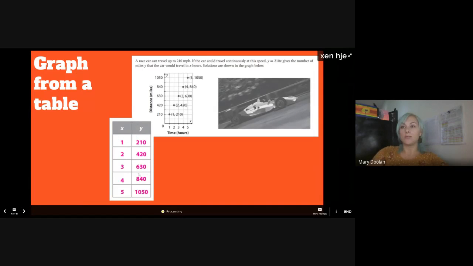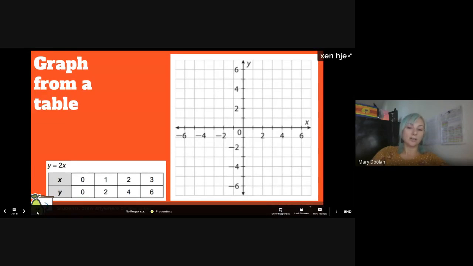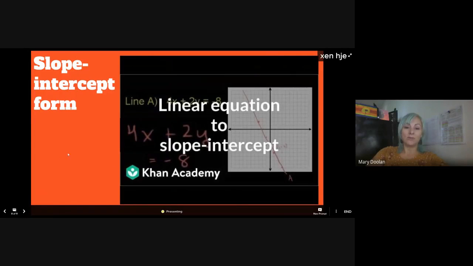So here's your table of x, y values. And then we have a graph where they're plotted. And then on slide 7, it's an interactive Pear Deck slide where you're given a table of x, y values. You have a row of your x's and a row of your y's. So it's set up a little bit differently. And it's representing the equation y equals 2x. So using this table, you're going to plot the ordered pairs on this graph. On slide 8, you have another video to watch about slope-intercept form.